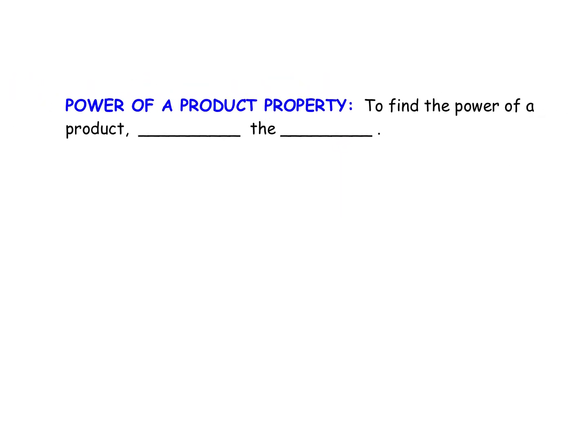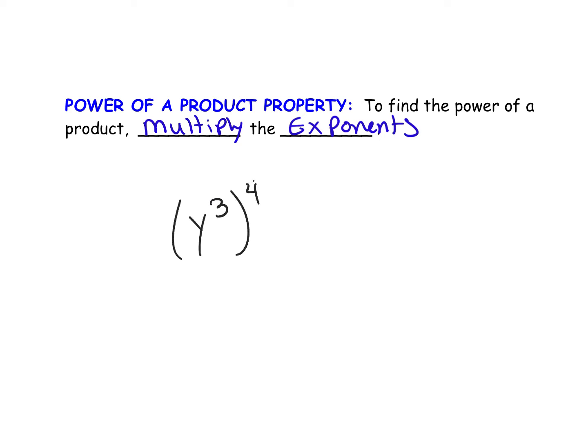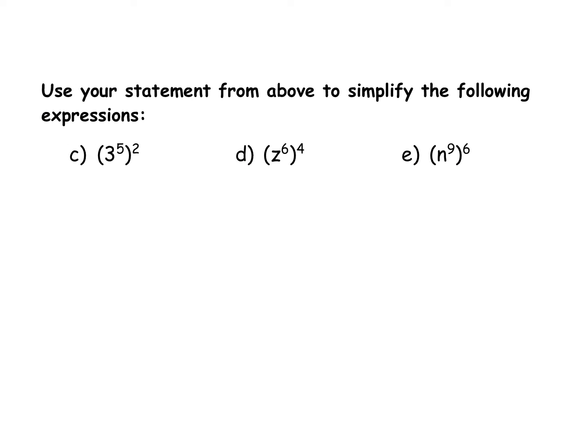So the power of a product property says to find the power of a product, we multiply the 2 exponents, or however many exponents there are. So on that y to the third power raised to the 4th power, we're multiplying 4 by 3, getting y to the 12th power. Let's do some problems.